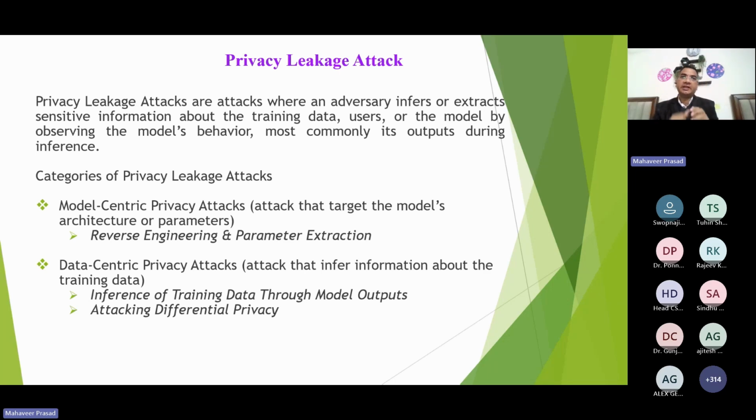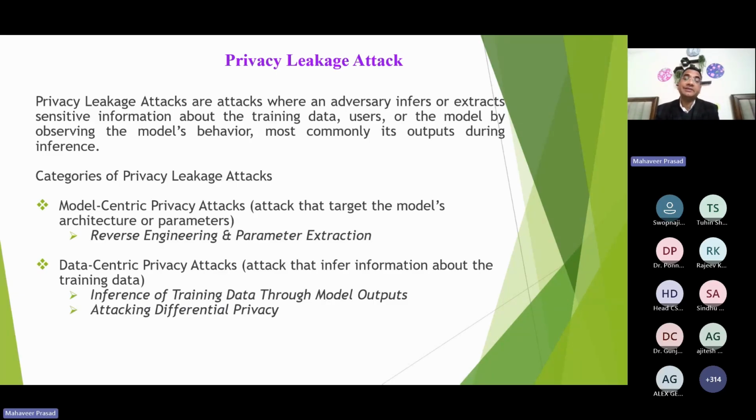A privacy leakage attack occurs when a model unintentionally reveals sensitive information about either its training data, its architecture, or internal parameters. This is one of the biggest challenges in AI ethics and safety today, because even a well-trained model can leak information. Importantly, attackers do not need any access to the dataset. They infer secrets just by interacting with the model's output. So that is the biggest problem.